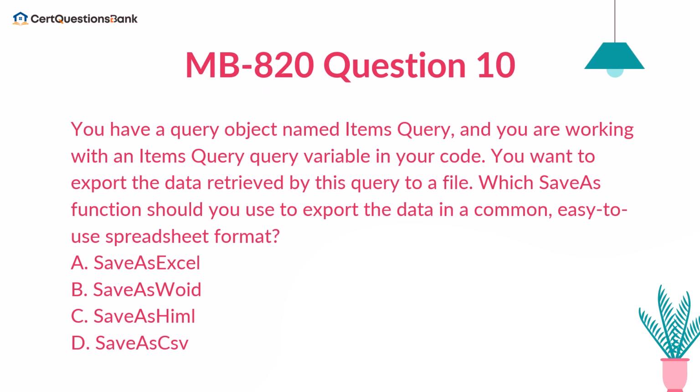You have a query object named itemsQuery, and you are working with an itemsQuery query variable in your code. You want to export the data retrieved by this query to a file. Which SaveAs function should you use to export the data in a common, easy-to-use spreadsheet format? A. SaveAsExcel. B. SaveAsVoid. C. SaveAsXml. D. SaveAsCsv.